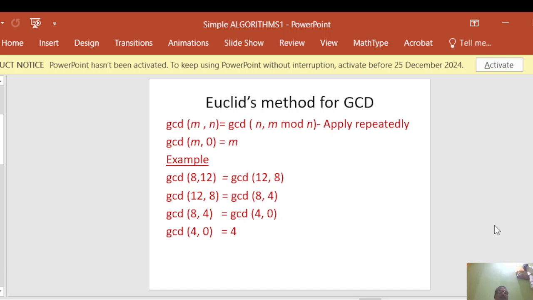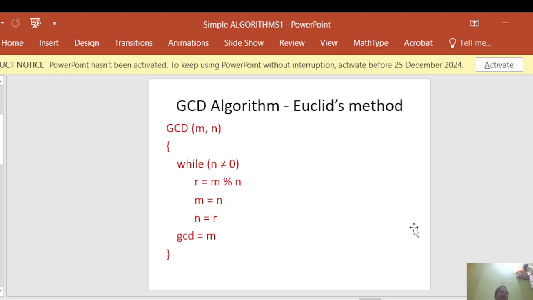Pause the video and try to write a pseudocode of your own. So GCD of m comma n. If the second number is not equal to 0, you have to apply the first step repeatedly again and again. So this is the pseudocode.